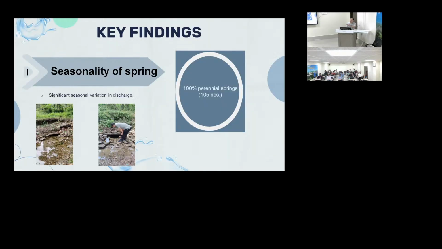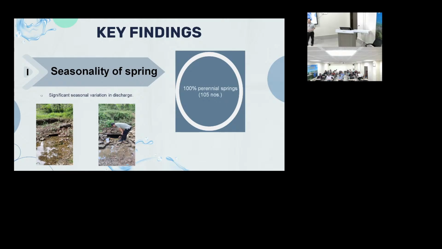So during our study, we found that most of the springs are perennial springs, but the discharge is very less, especially during lean period. And for this spring, there is one video. It is a depression spring, and the discharge is around 2 to 3 LPS, and it is continuously flowing. People call this spring a magic spring.